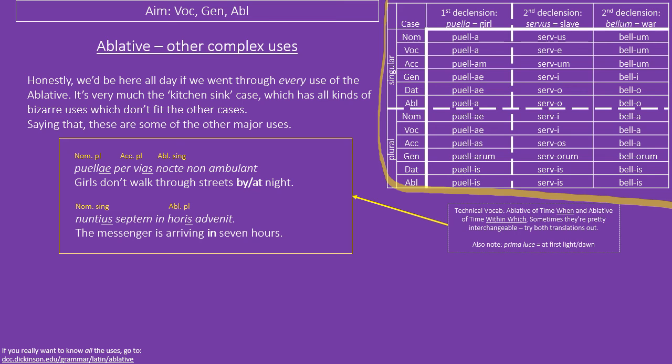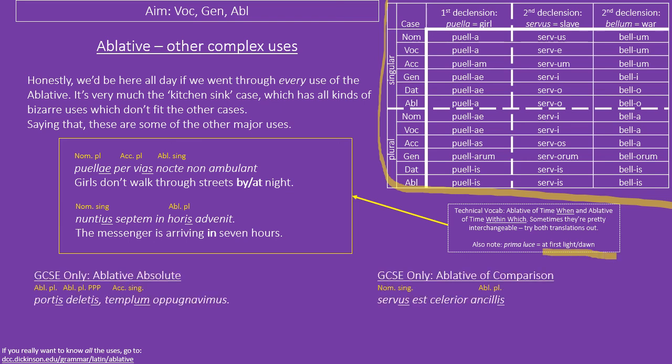So basically, the ablative is one of the ways you can express time. So you can express when something's happening, or like the time within something is happening. Nocte, therefore, being very common as at night. There's also the opposite, prima luce. You can see over here, at first light or at dawn. There are also 2 further uses, which really are only for GCSE and for probably a bit later on in GCSE. So don't worry about it if you don't.